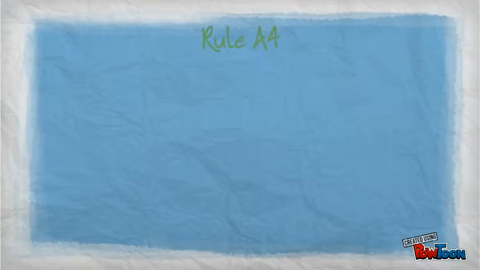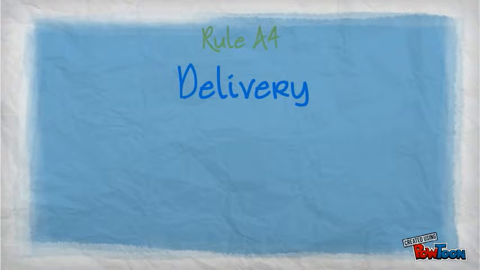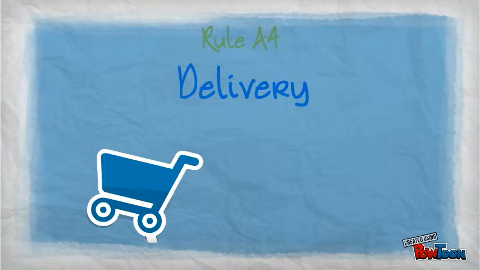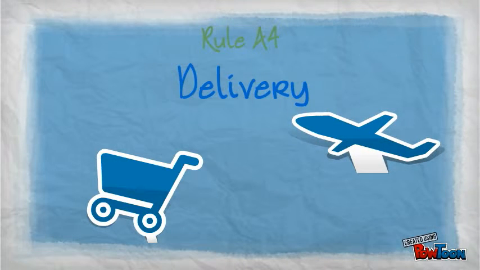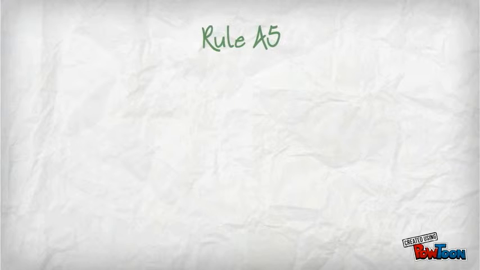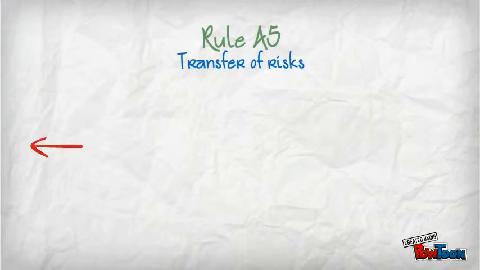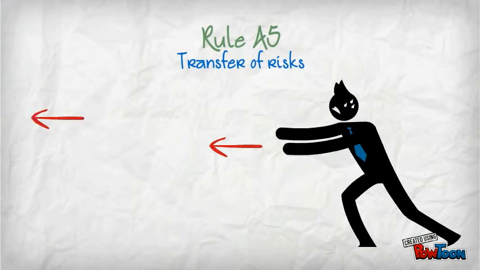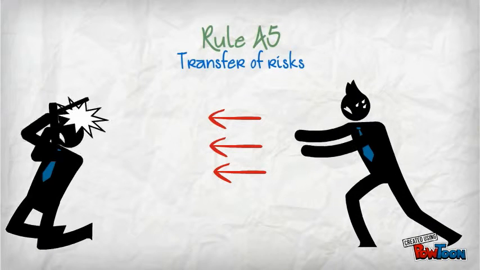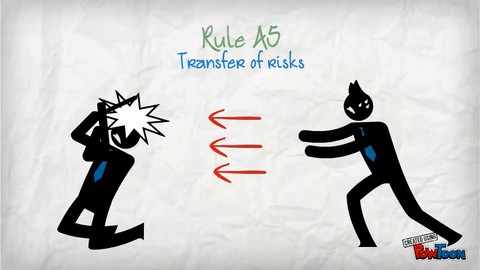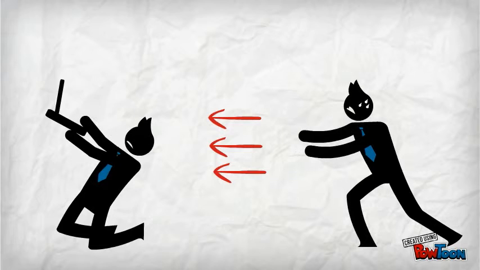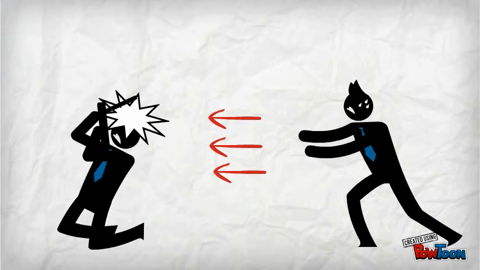Rule number 4. Delivery. The seller must deliver the goods on board the vessel named by the buyer at the main port of shipment, on the date or within the period stipulated. Rule number 5. Transfer of risk. The seller must bear all risk of loss and damage to the goods until the merchandise is on board the ship.